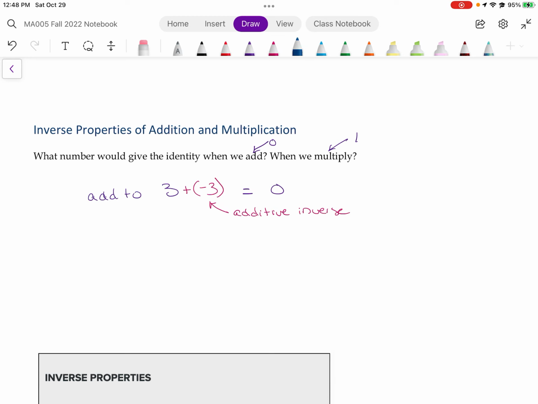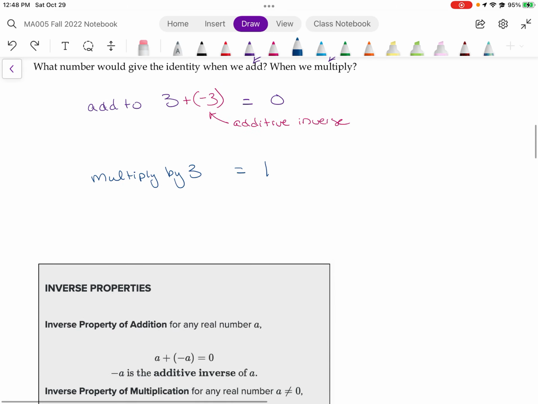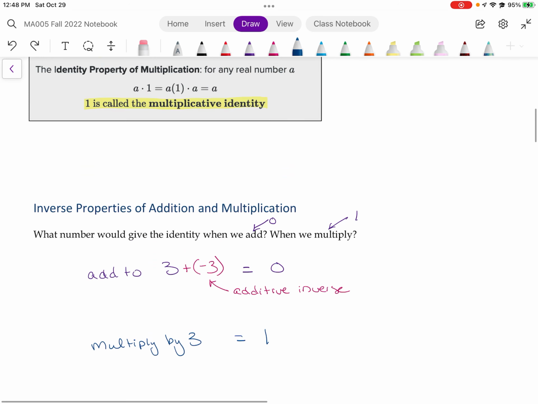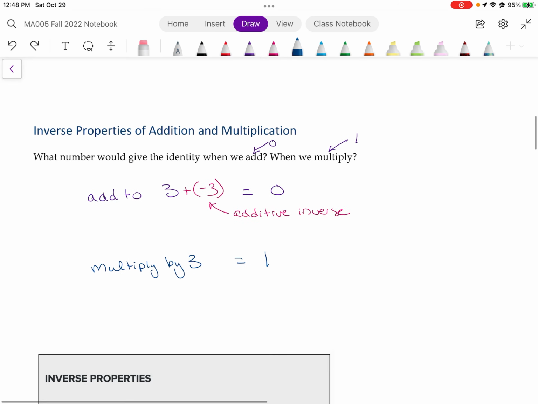So then what would we multiply by 3 to get 1? Because remember, when you multiply, the multiplicative inverse is what we're going to be looking for here. Up here it was the multiplicative identity. So what do we multiply to get the multiplicative identity? 1. It's a lot of words. Well, we would have to multiply by 1/3. We've already talked about that. Reciprocals give us 1.